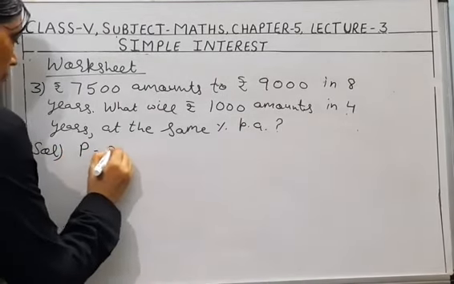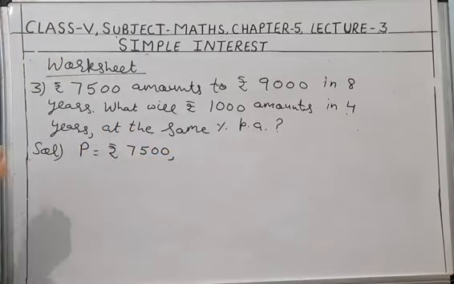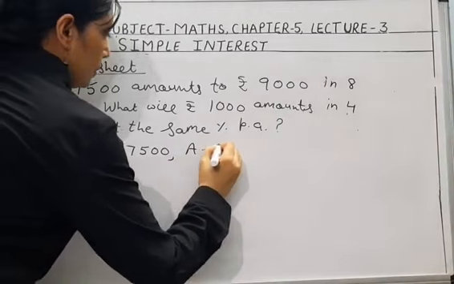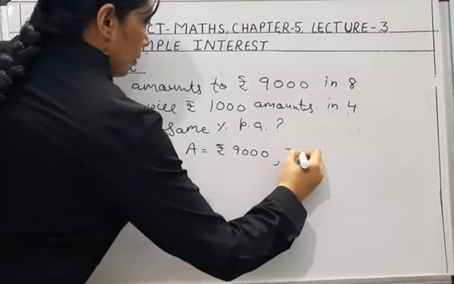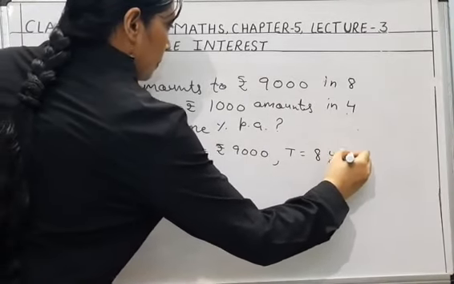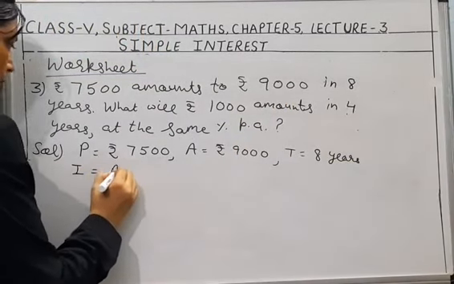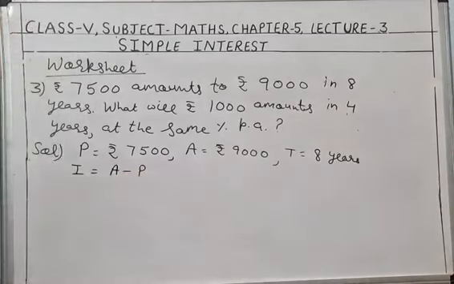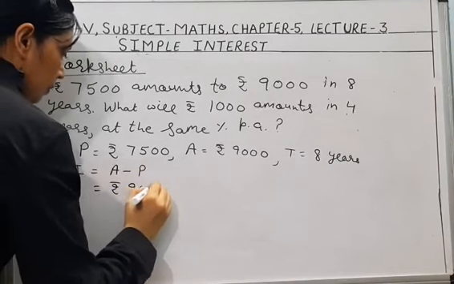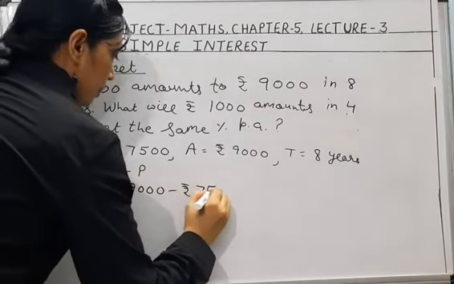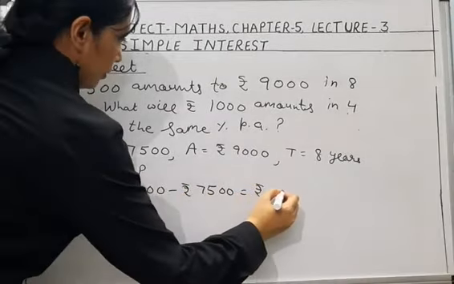Principal is given rupees 7,500. Amount is given rupees 9,000 and time is given 8 years. You have to first calculate the interest. Interest is equal to amount minus principal. Understood? So amount is rupees 9,000 minus rupees 7,500. It will be rupees 1,500.